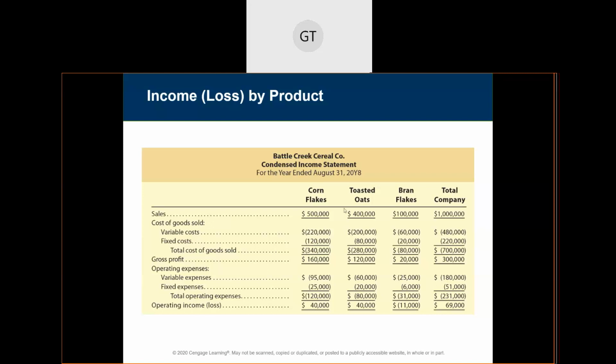Our sales are 500,000 for Corn Flakes, 400,000 for Toasted Oats, 100,000 for Bran, giving us $1 million in sales.